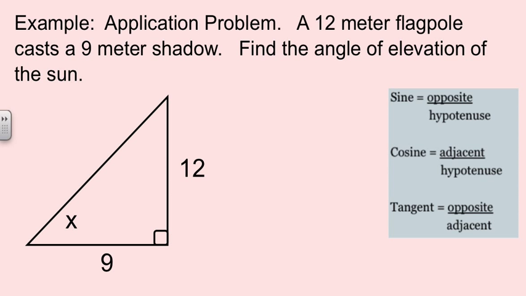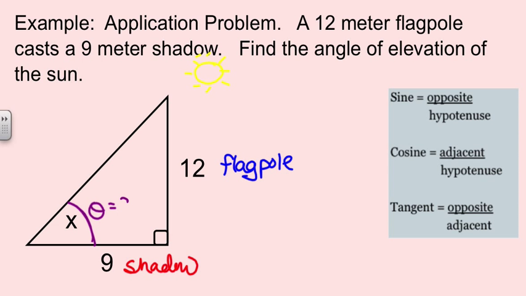Here's an application problem. I kind of set up the triangle for you. A 12-meter flagpole. So here's our flagpole here on the right. That's the height of it. It casts a 9-meter shadow. So here's our shadow over here. Find the angle of elevation of the sun. Here's our cute sun over here. All right, we want to find out what is this angle of elevation? What is our theta? Our theta is unknown.